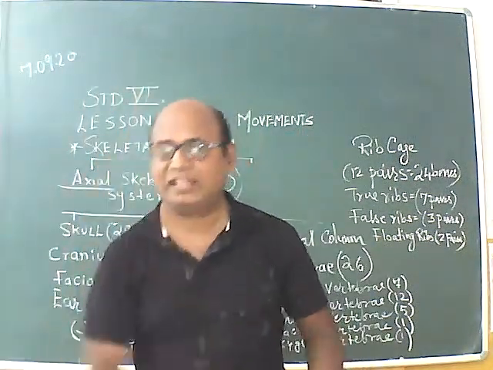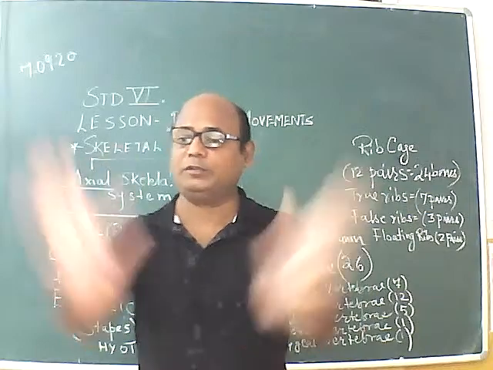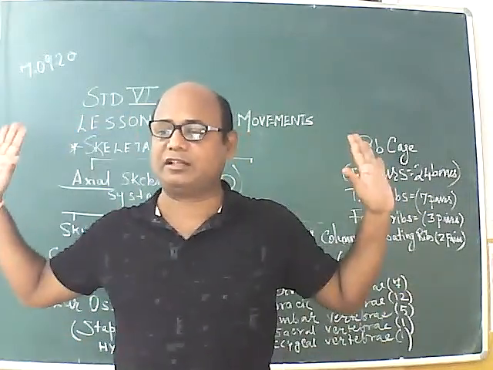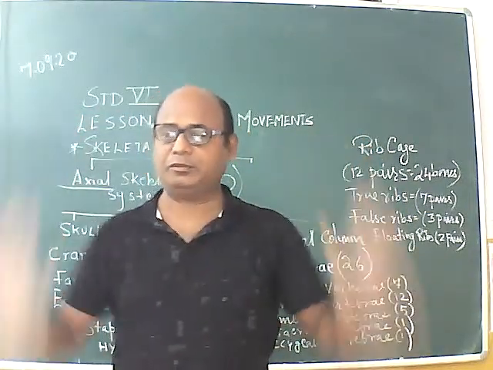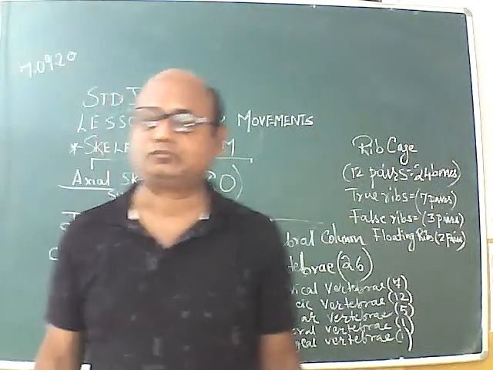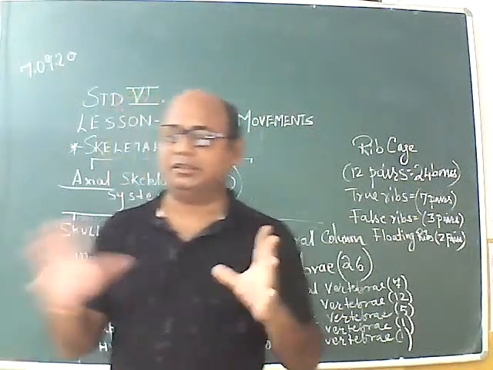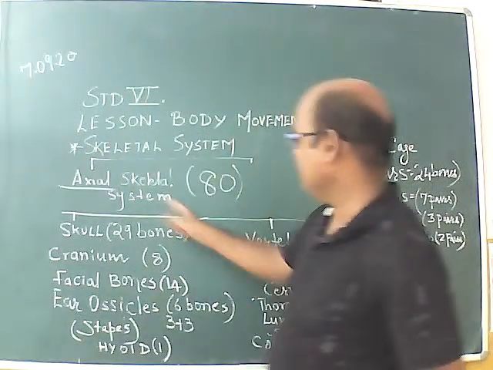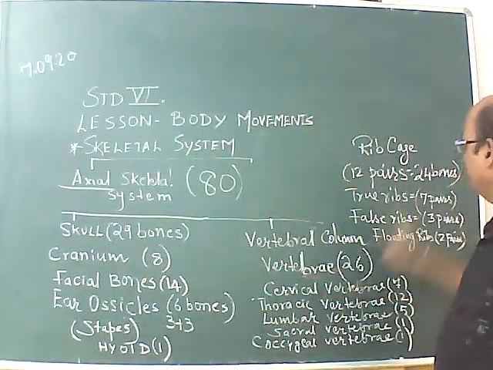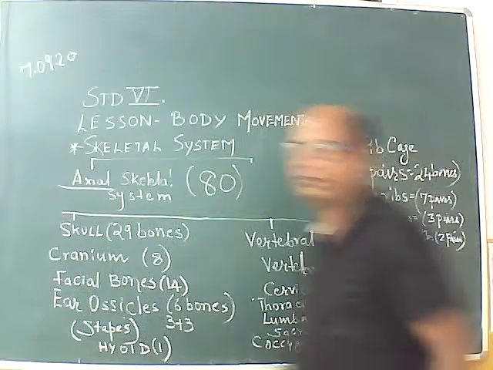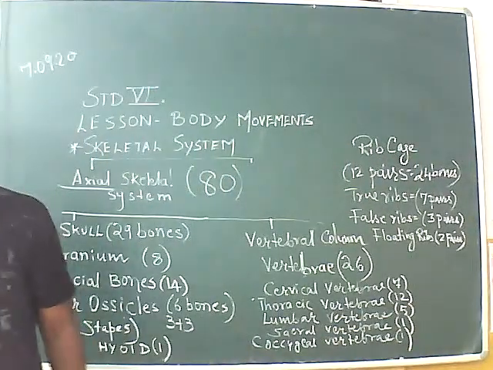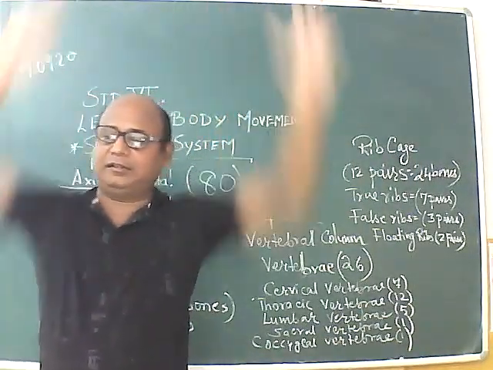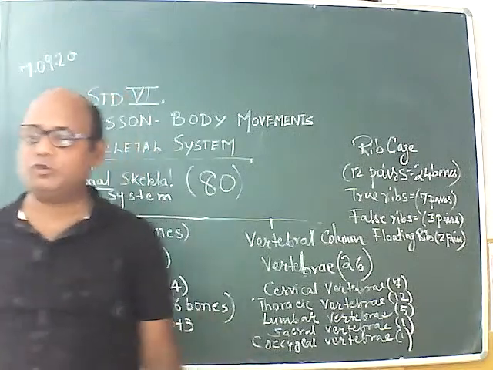In the axial skeletal system, today we studied how many bones are there? 80 bones are there. All these bones we studied. So you already studied them in the skull, in the vertebral column, and in the rib cage. Okay. In the hands and legs, which bones are there?